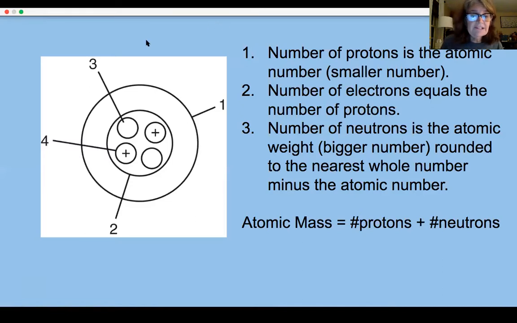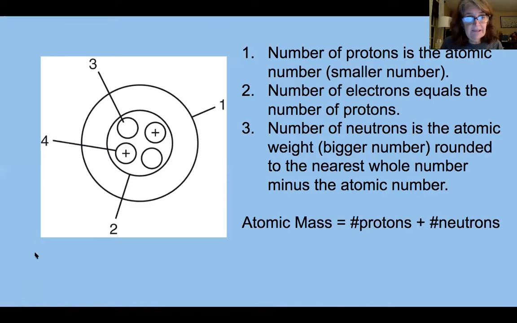So here we're going to take a look at something. Here is the nucleus. That's our inner circle here. We've got the protons, which are number 4, and we've got the neutrons, which are number 3 here as labeled. And then the electrons will be in these electron shells. So the number of protons is the atomic number, the smaller number that you'll see on the periodic table. And the number of electrons equals the number of protons.